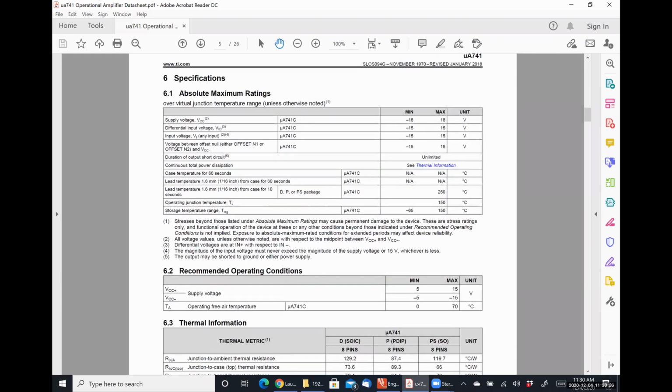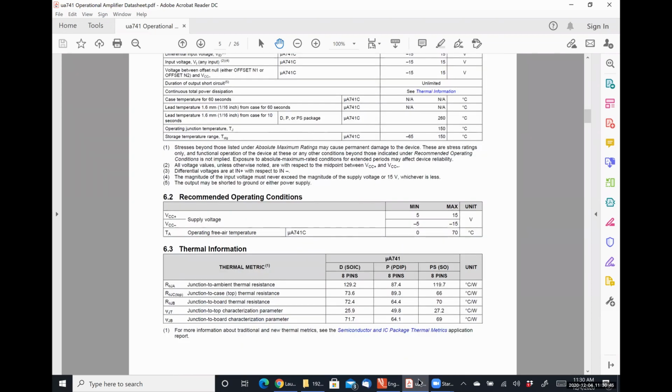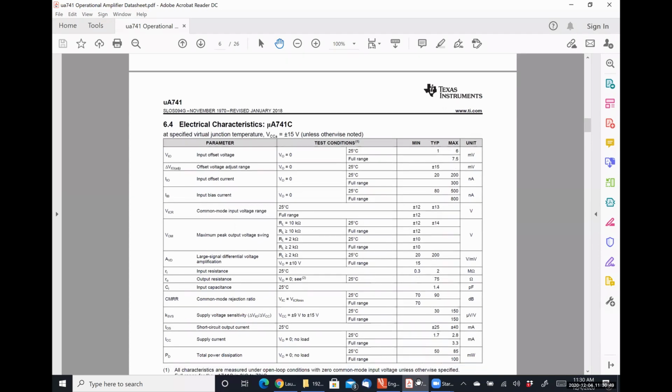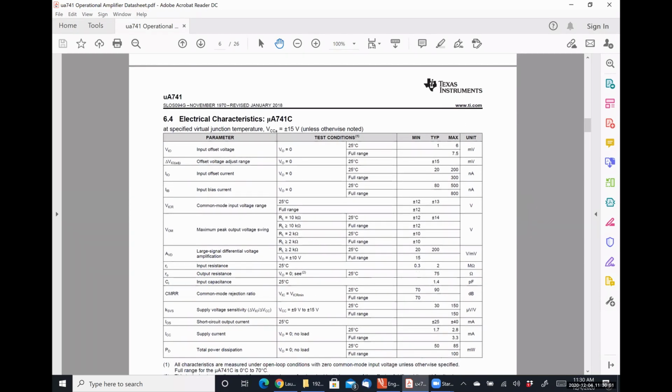We can see that it specifies things like the supply voltage. These are the maximum ratings and all this kind of stuff. Let me find it. Thermal information, no. Electrical characteristics. So we're given things like the large signal voltage gain, the input resistance, the output resistance, all that kind of stuff.